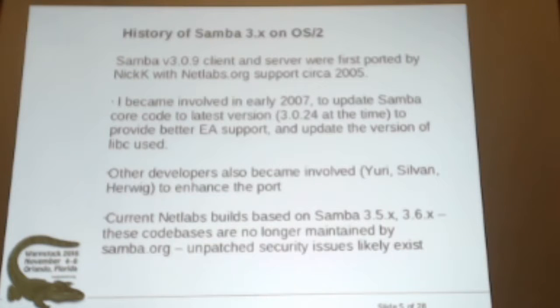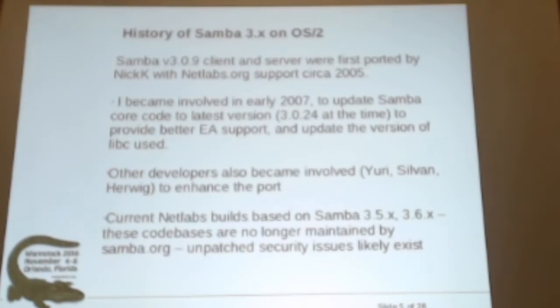So currently, builds are based on Samba 3.5 and 3.6. It's important to note that from a Samba point of view, those code bases aren't maintained anymore, and there are probably security issues with those clients and servers. If you're using them in a home LAN, that probably isn't a major concern, but if you are using them over a big LAN or in a corporate environment, it may be a concern. So next slide, please, Neil.